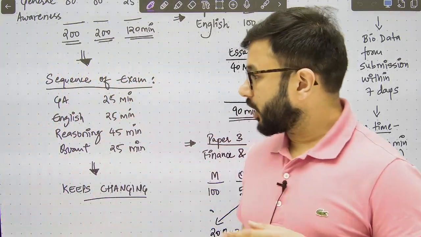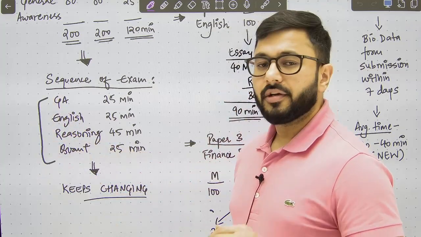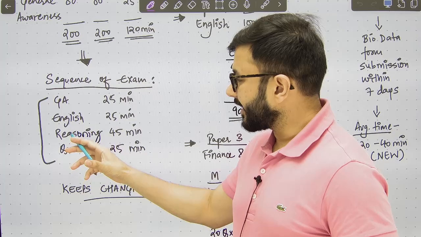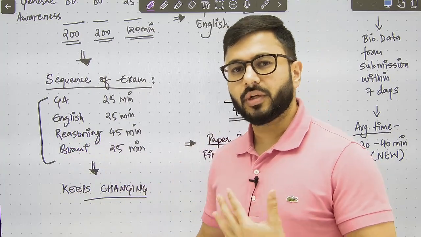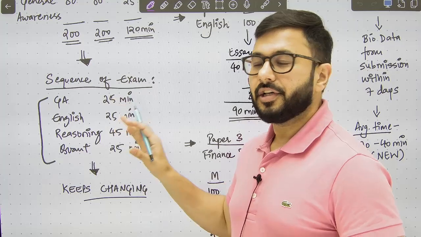Let's understand the sequence of this examination. Now this sequence keeps on changing. Okay, 1 or 2 years back it used to be first quant then reasoning. This year I think it was reasoning, quant. Different students also come out with different sequences because RBI does not reveal this sequence.